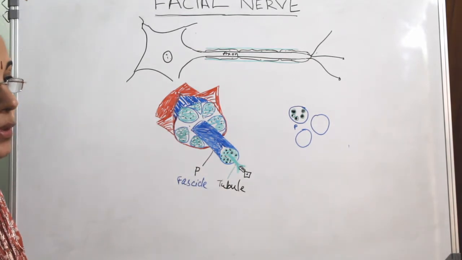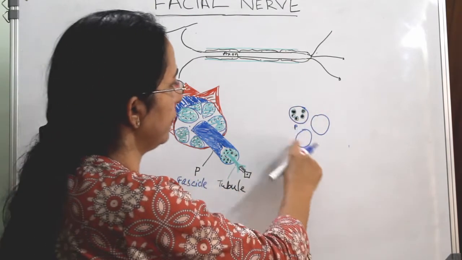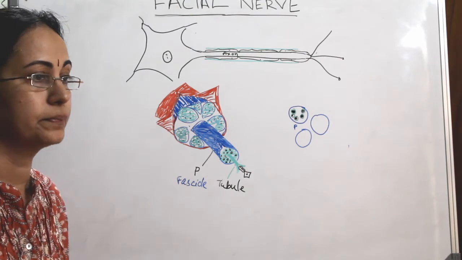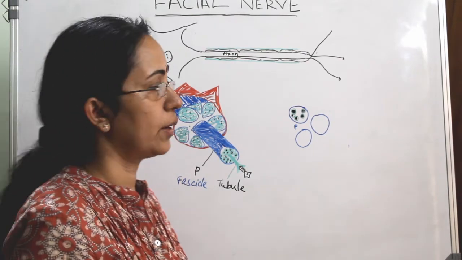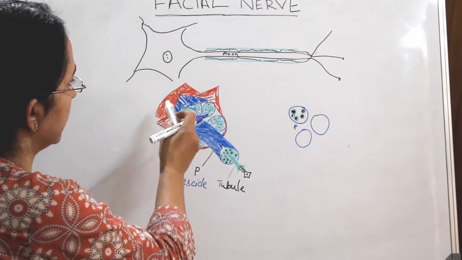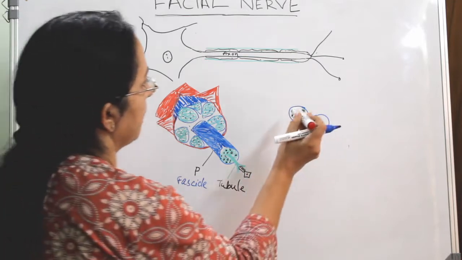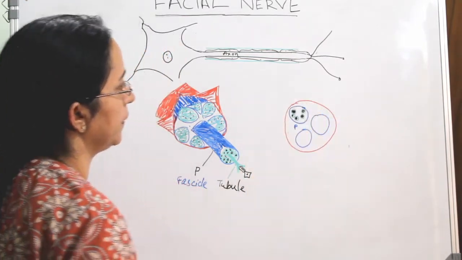So this is a fascicle. Then so many fascicles like this are covered by again a protective connective tissue layer around the nerve, and that is the epineurium. The nerve sheath, the proper nerve sheath.